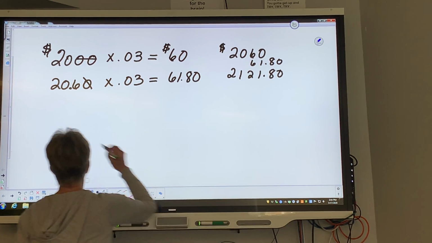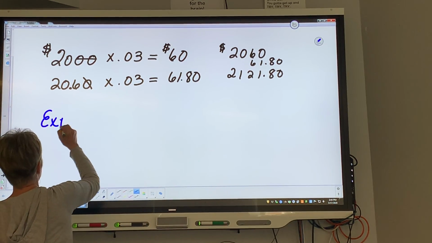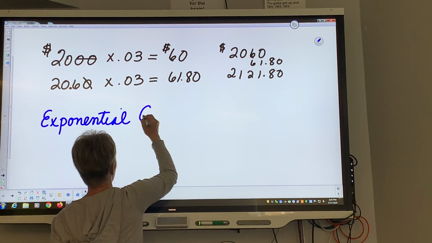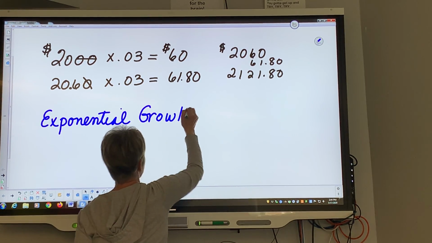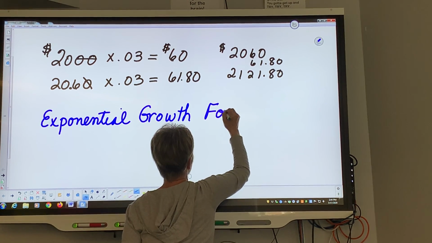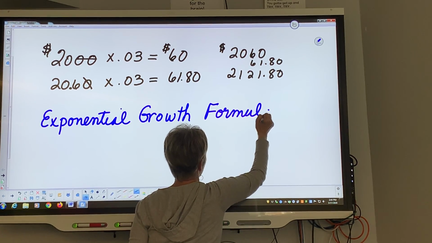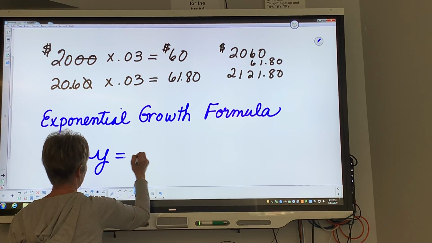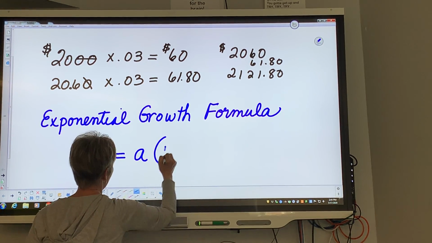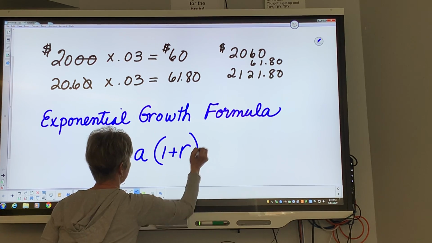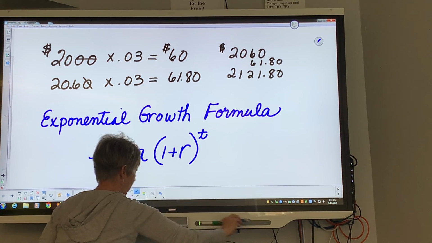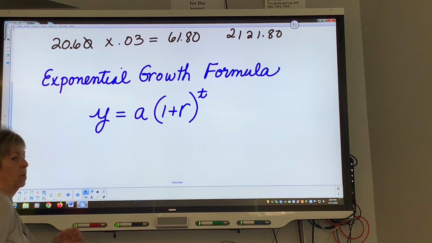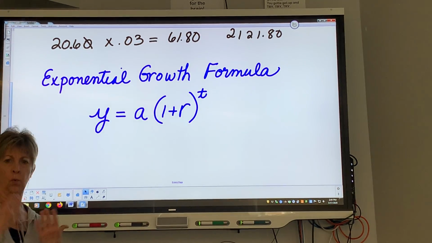So here is what we call our exponential growth formula. Okay? Remember this, you should all be taking notes. Okay, now this looks complicated, but it's really not. So what's Y, what's A, what's R, what's T?